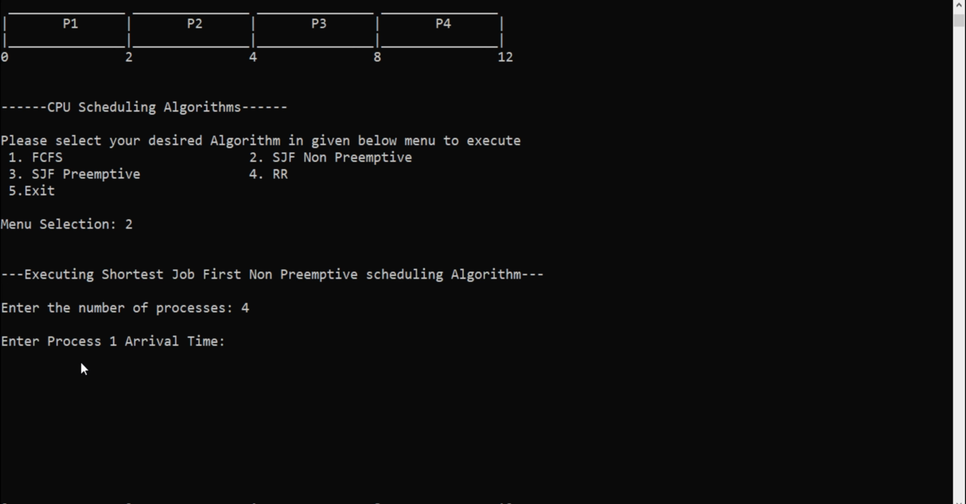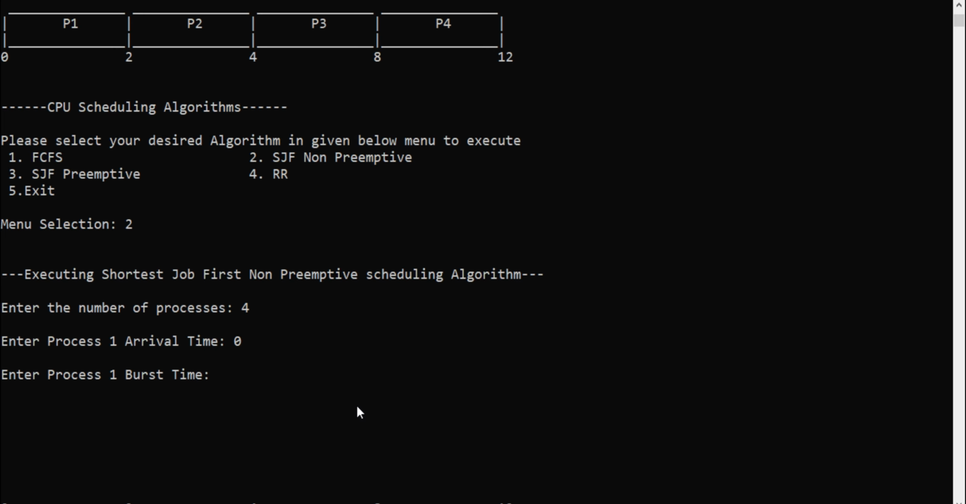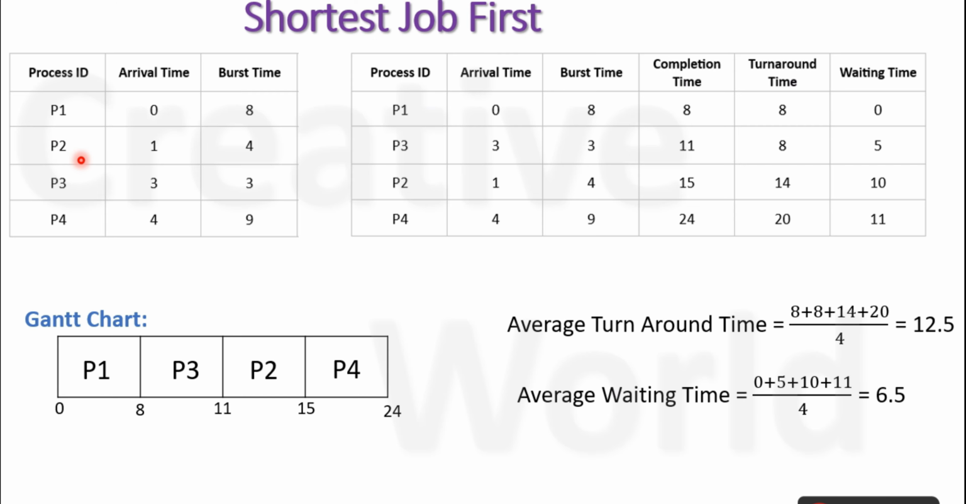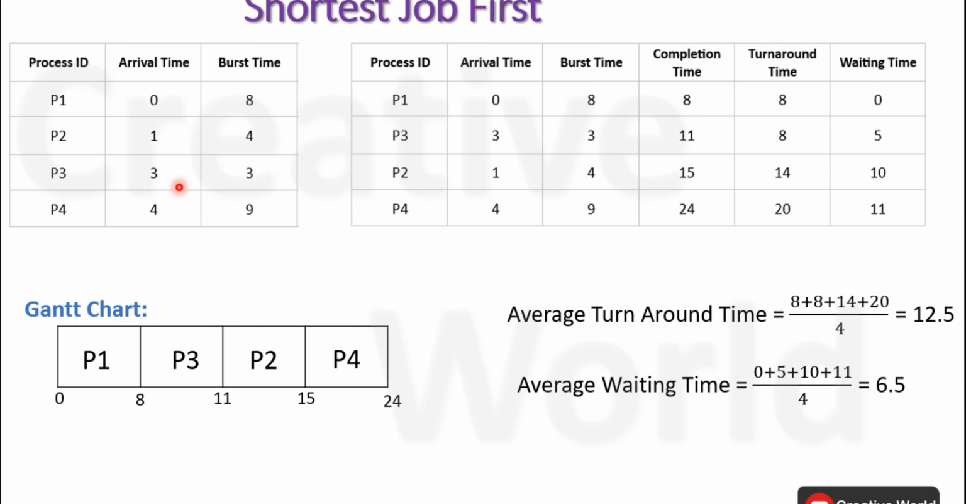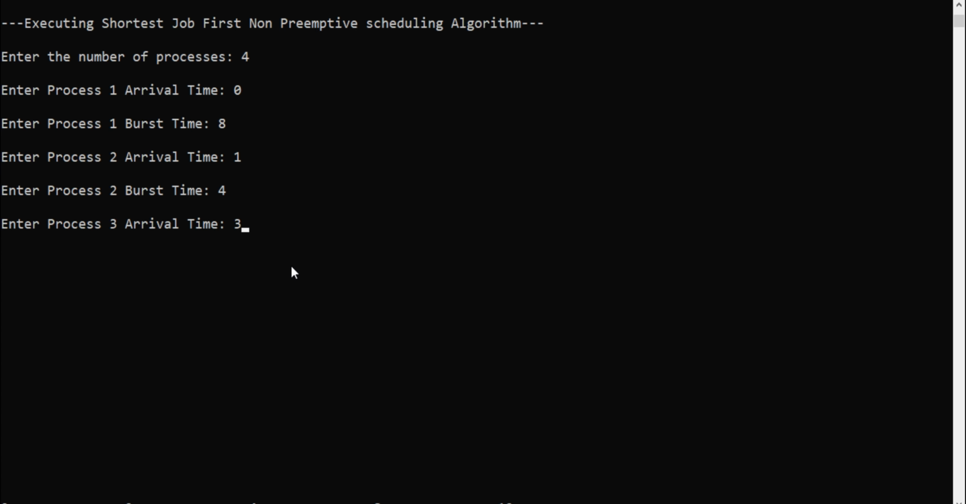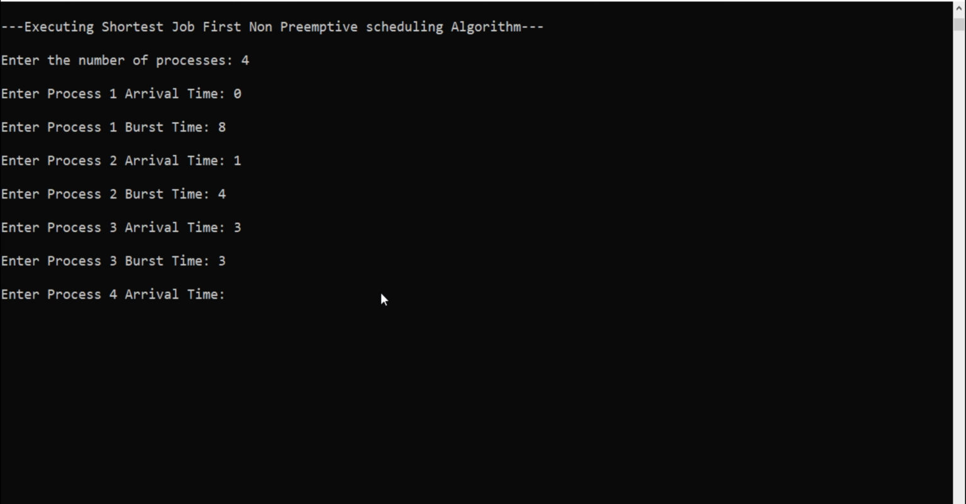Now we have to enter process 1 arrival time. So we will see in the example what the arrival time of the first process is. First process arrival time is 0 and burst time is 8. Second process arrival time is 1 and burst time is 4. Third process arrival time is 3 and burst time is 3. Fourth process arrival time is 4 and burst time is 9.